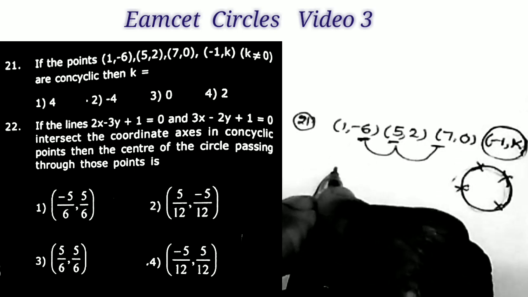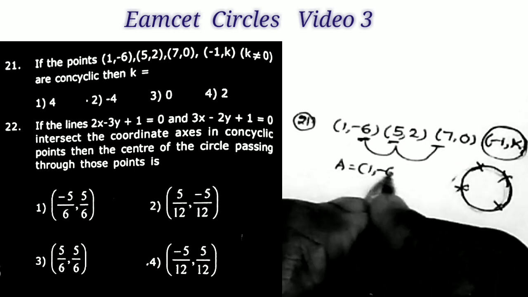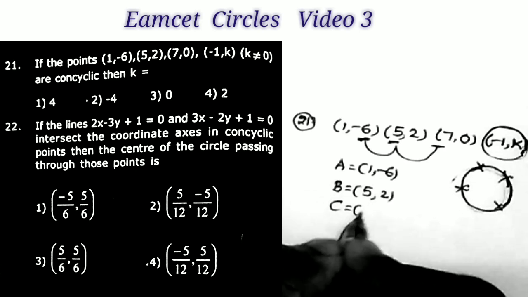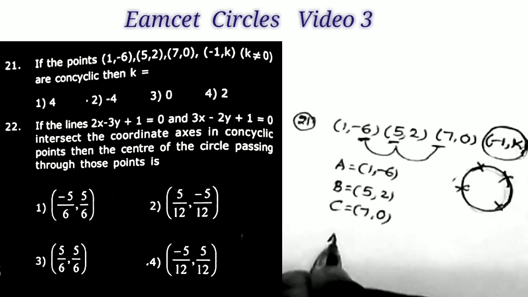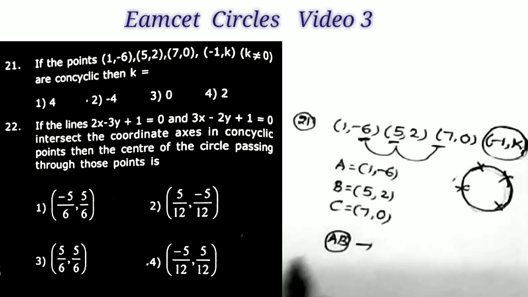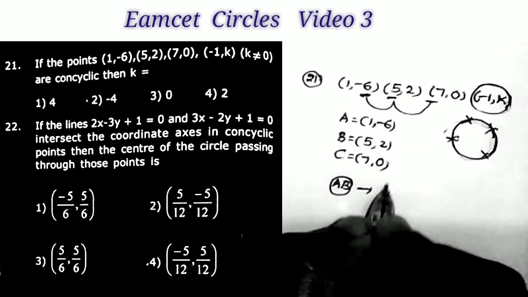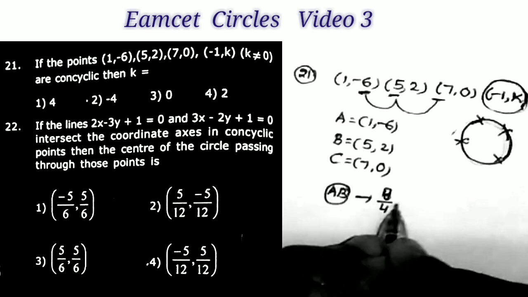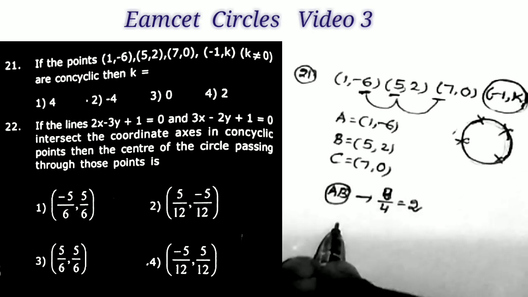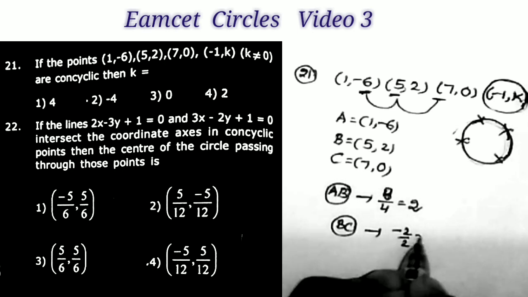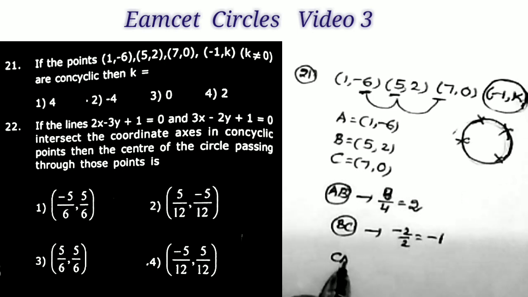Okay, so first I take the first point as A, the second point as B and the third point as C. And I take the slope values. AB slope value is equal to y2 minus y1 by x2 minus x1, that is 8 by 4, which is equal to 2. Next, slope of BC is equal to minus 2 by 2, that is equal to minus 1. Next, slope of AC is equal to 6 by 6, that is equal to 1.